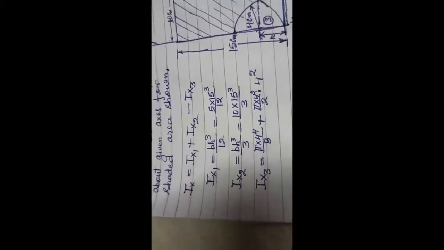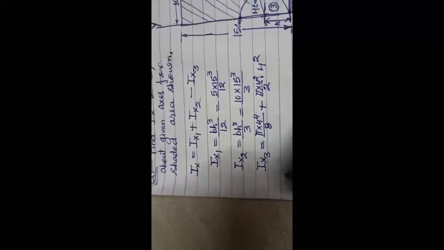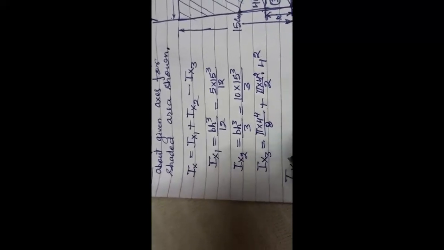So into 4 square, area into r square. So this is the value for Ix1, Ix2 and Ix3. Now we can find out the value of Ix by calculating these values.